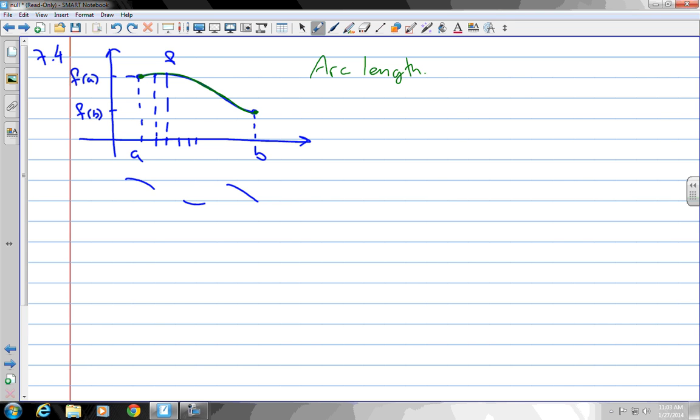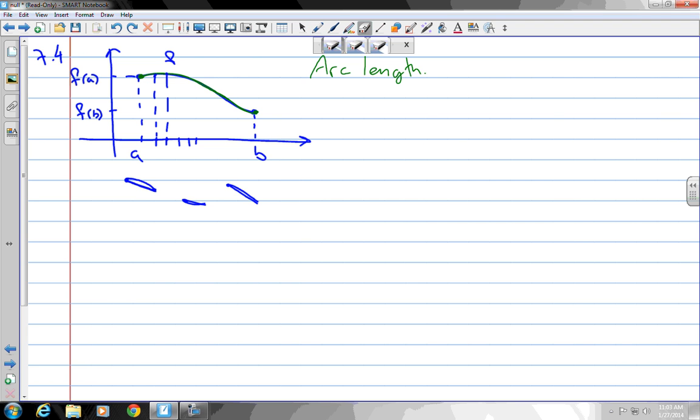So we're actually going to try to approximate the length of each piece by a line segment. That's what we're going to try to do. And so we just have to figure out the length of each line segment and then add them all together and take the limit and so forth. Does the plan make sense?